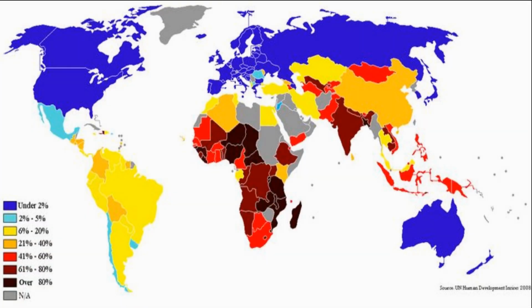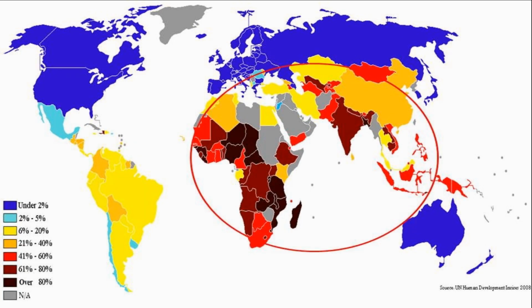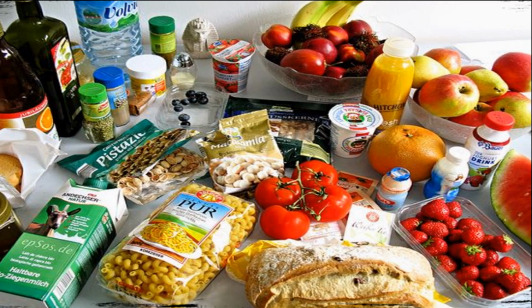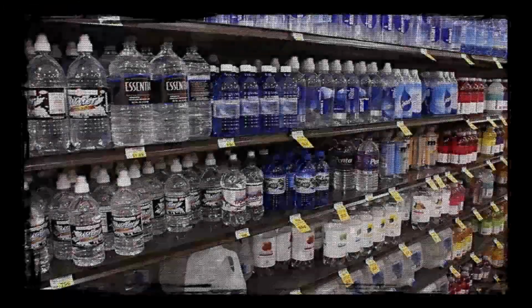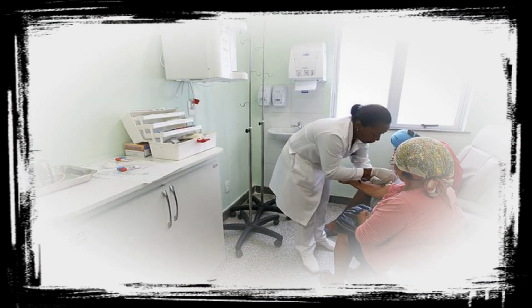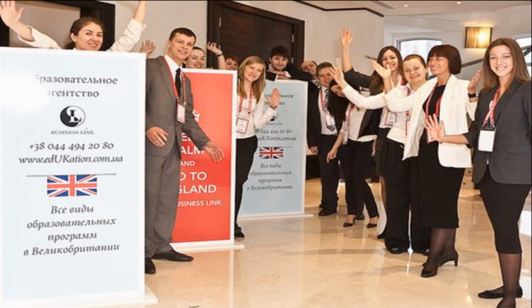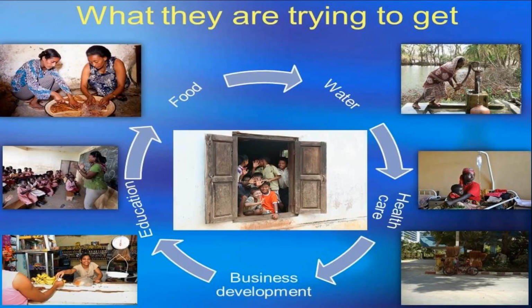This graph shows the percentage of the population living on less than $2 a day in 2009. As you can see, most people are concentrated in developing or less developed countries, and those people might not have seen food, water, healthcare, education, and business before. Even the same things with low quality, they need help from financial inclusion to get them.